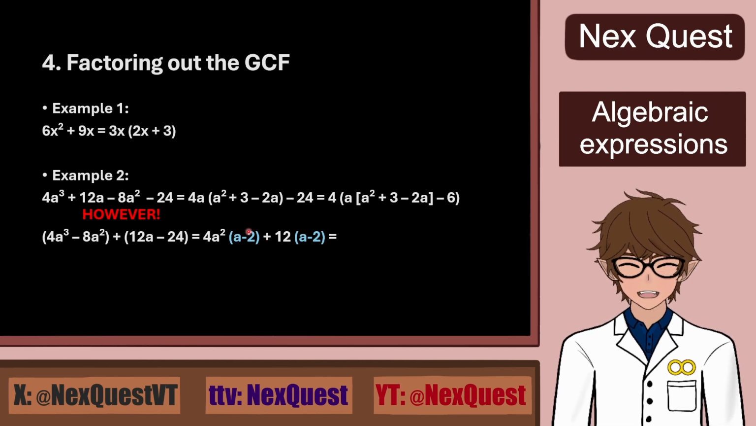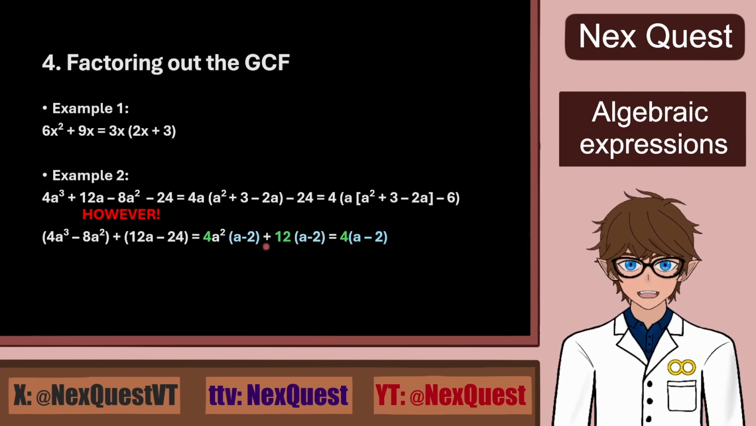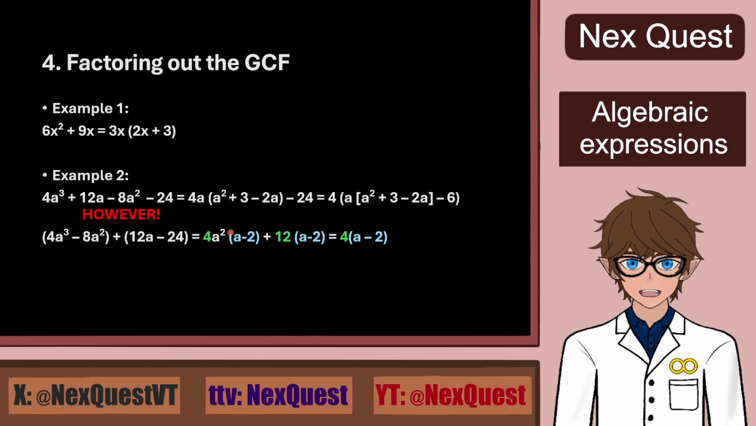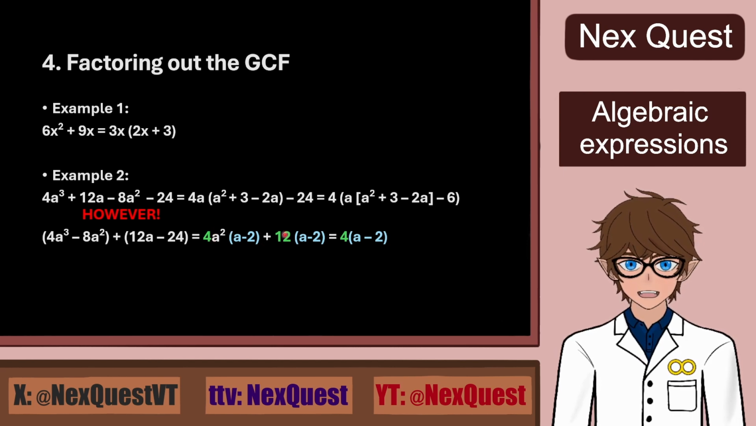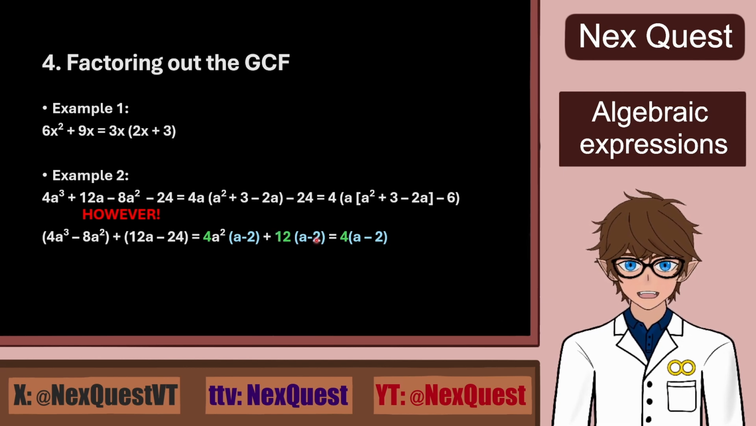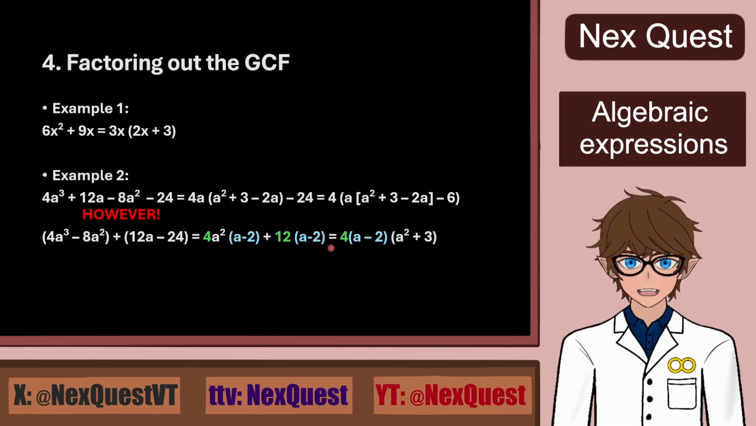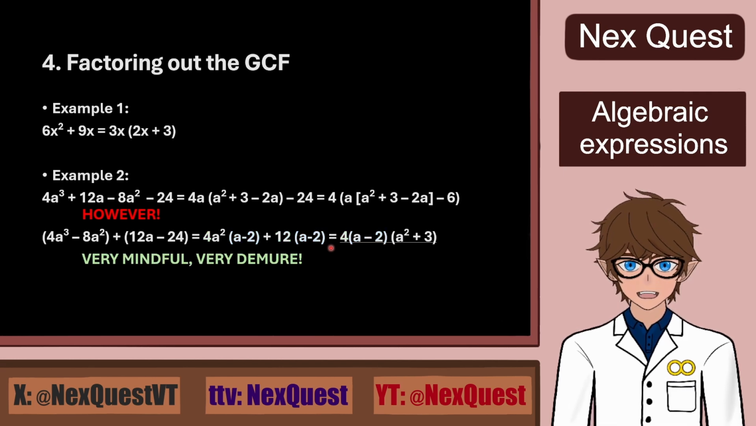Well, in this case, we can take 4 times this bracket, because 12 and 4 are both divisible by 4. So we write out this factor in front, and then we put in the brackets what's left. So from the first part, we have a squared, and the second one, 12 divided by 4, which is 3. So a squared plus 3 is left, which is the final result, which is very mindful, very demure. You see, it looks beautiful. There's 4 parts of it that when multiplied together give this mess.